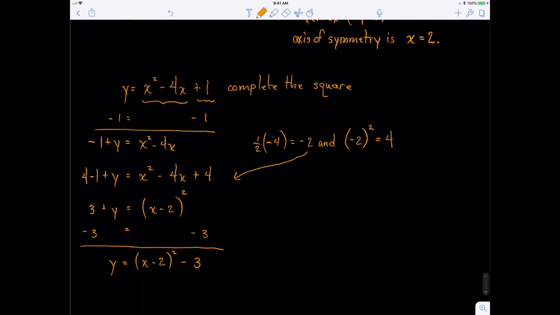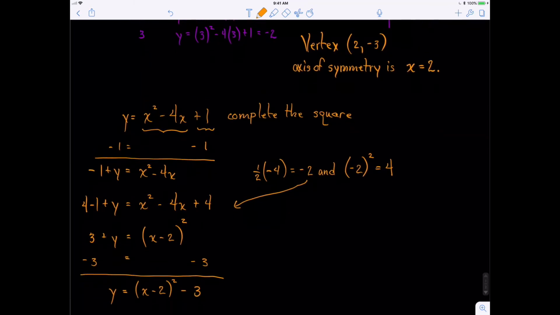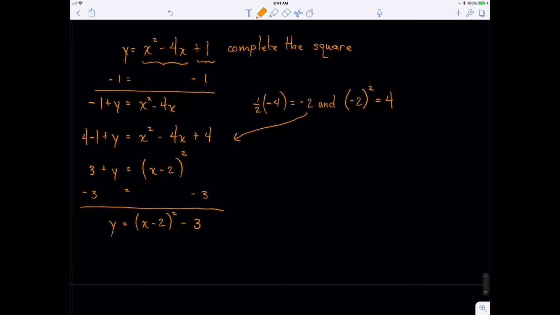Now, let's take a look at the vertex from above. And sure enough, there it is, 2 comma negative 3. Here's what you do. The vertex is: you take the value in the parentheses and change its sign. So if we have negative 2 there, we change it to a positive 2. And whatever the constant is becomes our y value, so I have negative 3. Once you have the standard form, you know where the vertex of the parabola is.